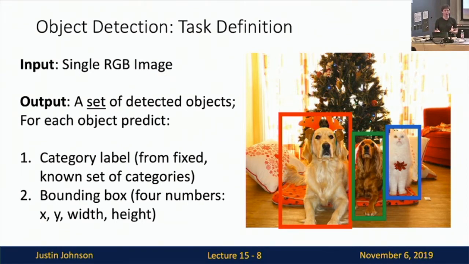Now this seems like a relatively small change compared to image classification, right? How hard could it be? We need to just output these boxes in addition to the category labels. Well, it turns out that adds a lot of complication to the problem.